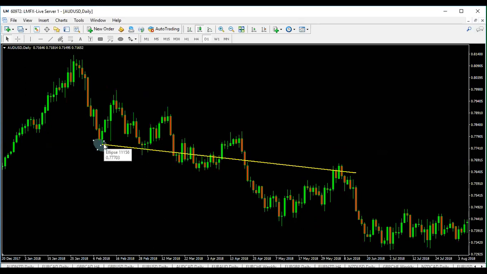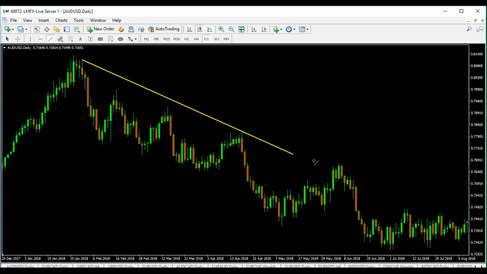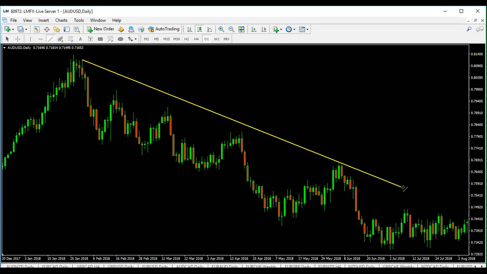Okay, so let me show you a valid trend line and then explain why I believe they're one of the most powerful things when trading. So if I start here, I want to go catch this downward momentum. This is a valid trend line. And you may say, why?